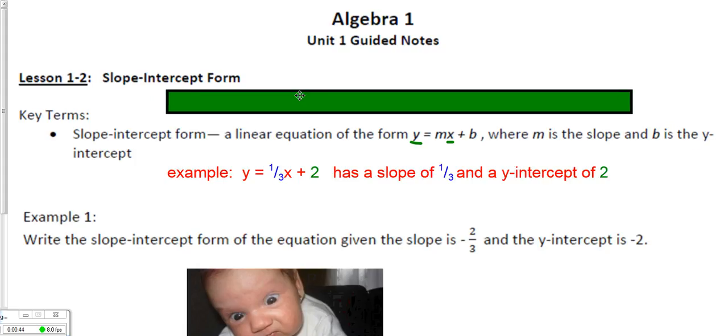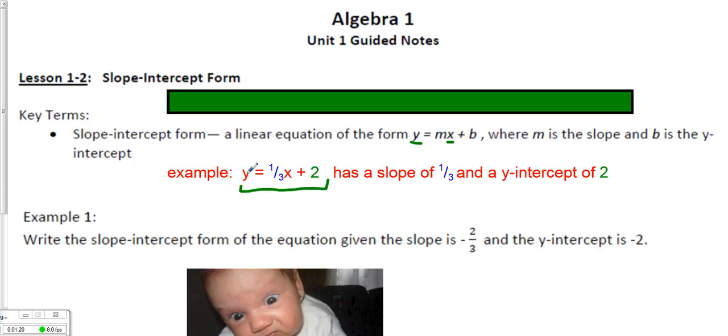So as an example, we can have this equation. I want you to write this down as an example. Y equals 1/3 x plus 2. Now, as long as it's written in this form, we know that 1/3 is going to be the slope, and positive 2 is going to be the y-intercept. Remember from last video, what does that mean? It means that going from point to point on our line, we're going up 1 over 3, slope of 1/3, and we're starting on the y-axis at positive 2.